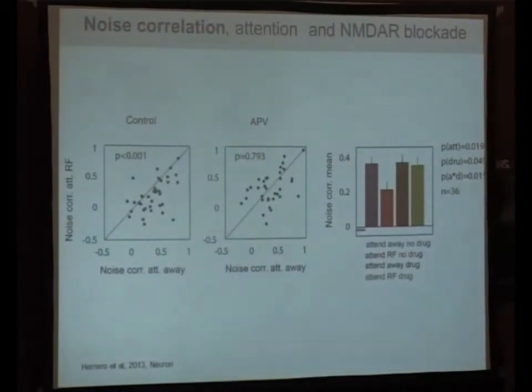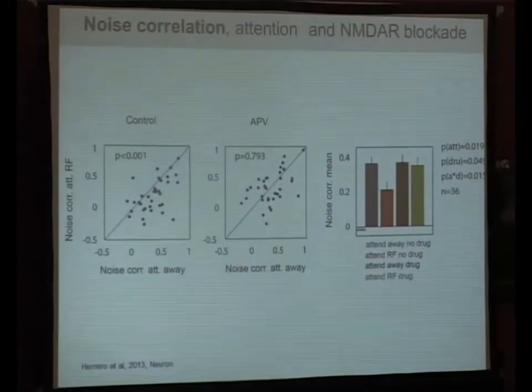Another way of looking at this is looking at noise correlations. So what you see here is noise correlation from two neurons recorded from the same electrode in the attend-RF condition versus attend-away condition. And attention significantly reduces noise correlation in our sample of cells. And when we then block NMDA receptors, this attention-induced reduction again is abolished. So there are very different features with respect to what acetylcholine does and with respect to what NMDA receptors do in relation to attentional signatures.